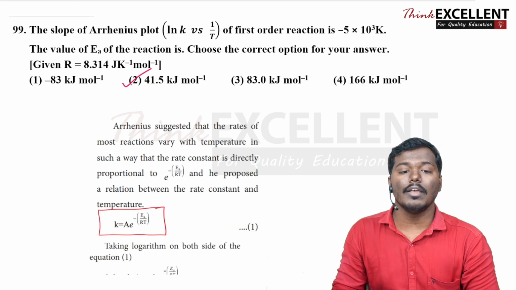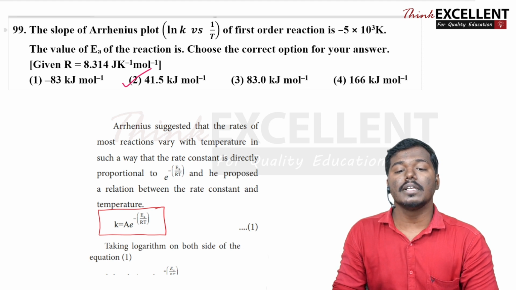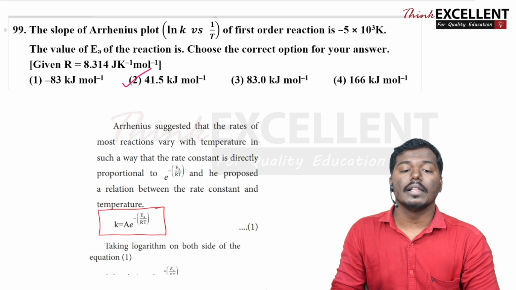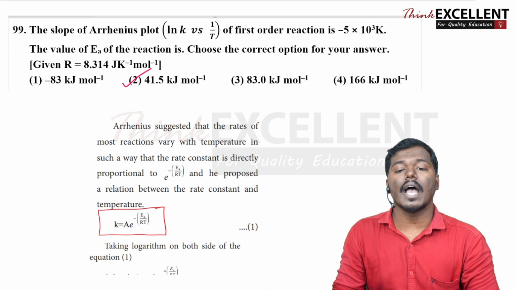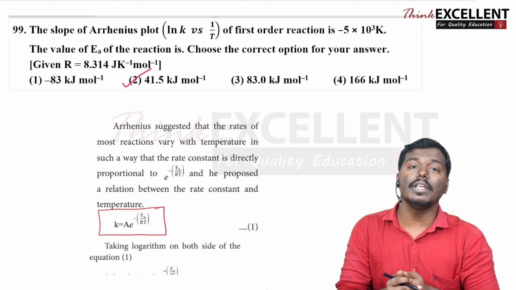You can see that they have given the slope of Arrhenius plot, that is the graph ln k versus 1 by T of a first order reaction. It is minus 5 into 10 to the power 3 Kelvin. The value of EA of the reaction is அப்படினு கேட்டிருக்காங்க. So question பார்த்தோன்னு தெரிஞ்சிருக்கும், it is based on the chemical kinetics.